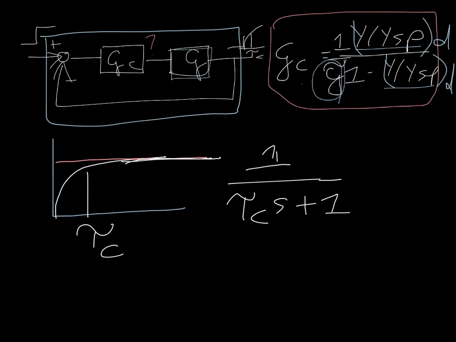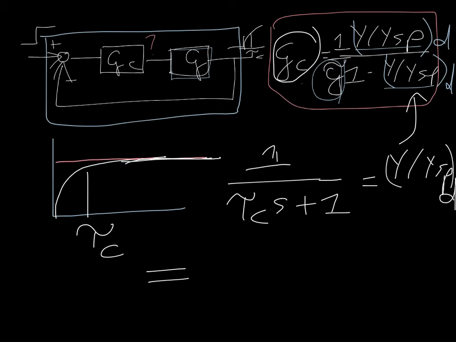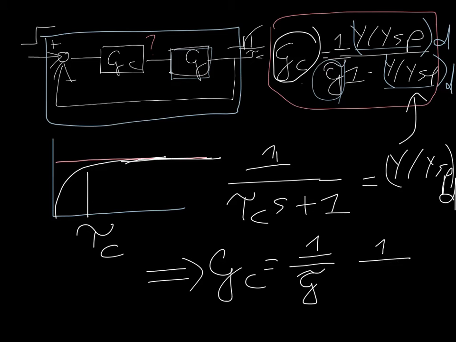And if we plug this in to y over y_sp desired, right? If we say that is the desired output, and we just take that and substitute it in there and then solve for GC, we end up with GC is equal to 1 over G tilde times 1 over tau_c s.